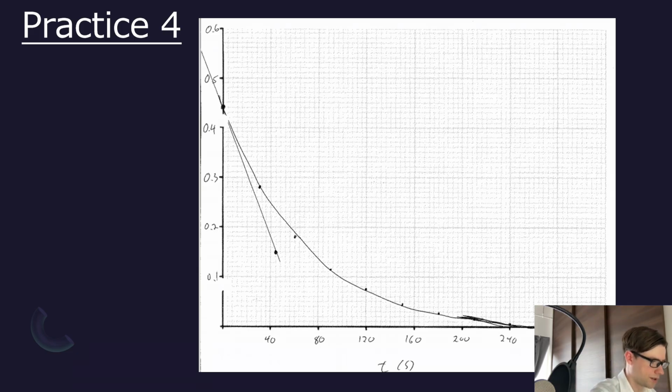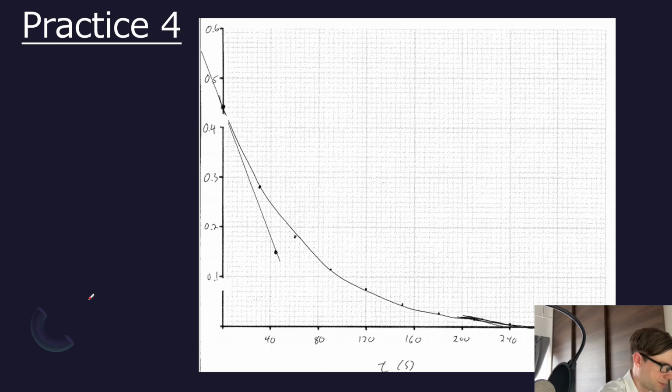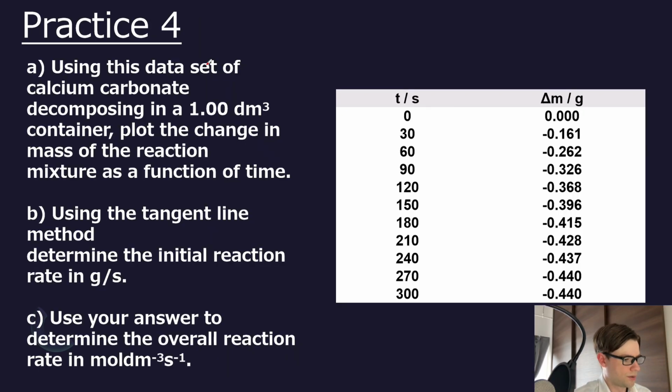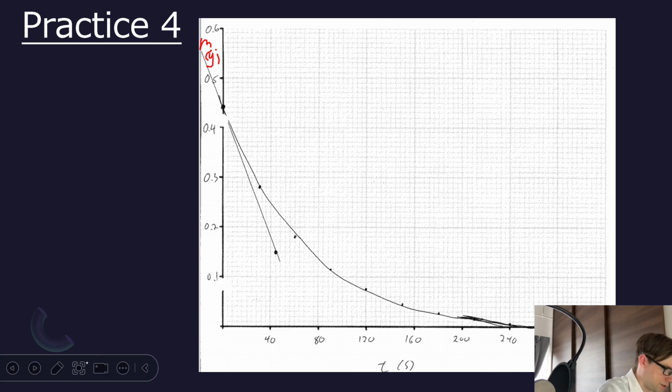I should say that the axis on the left is grams mass. So mass in grams is this axis. All right, now B, using the tangent line method, determine the initial reaction rate in grams per second. So I've drawn a tangent line here. I did my best to try to get that straight line that only touches this curve at the time 0 point. Okay, it's not exactly shown well here, but time 0 is here. This is also 0 grams, I think.